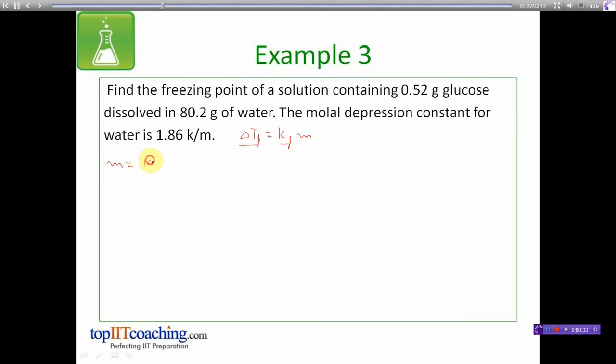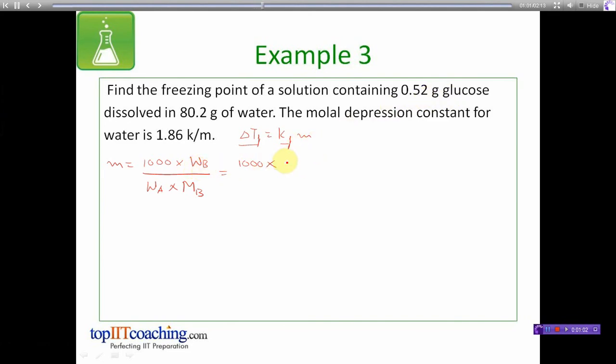Now we know that the formula of m, that is molality, is equal to 1000 into Wb divided by Wa into Mb. Small m stands for molality. Wb is the weight of the solute, Wa is the weight of the solvent, and Mb is the molecular weight of the solute.